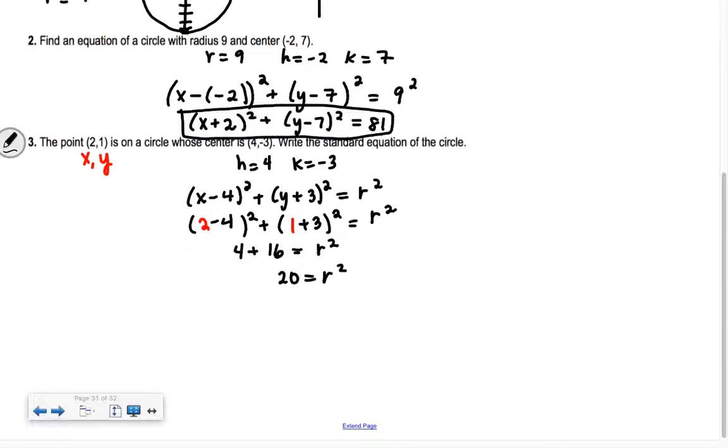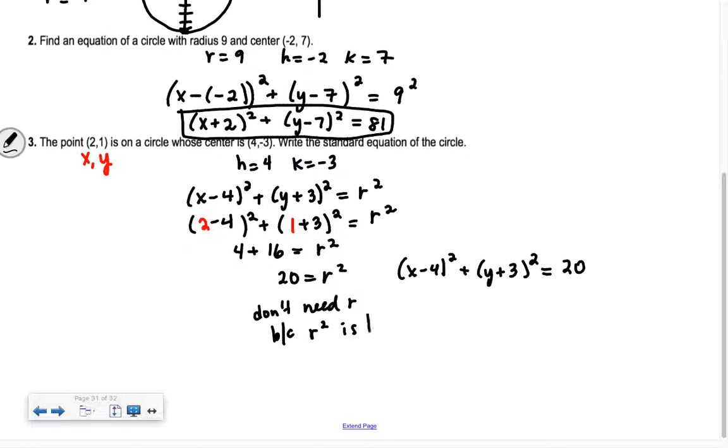Now, I don't need to find what r is, because in the equation I have r squared anyway, right? So I would just go from here now and do x minus 4 squared plus y plus 3 squared equals, and I would leave it as r squared. So I would just put 20 in. Does that make sense? So you don't need to find r. Because r squared is there anyway, you might as well leave it as r squared. But you could write it as 2 root 5 if you wanted to. Does it make sense?